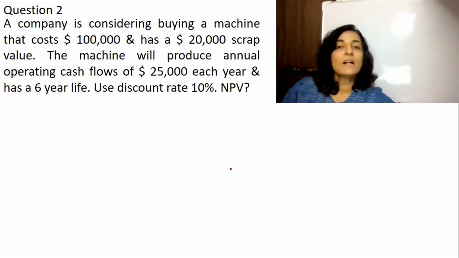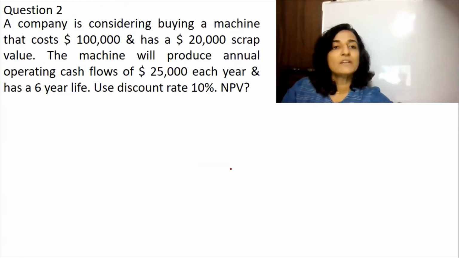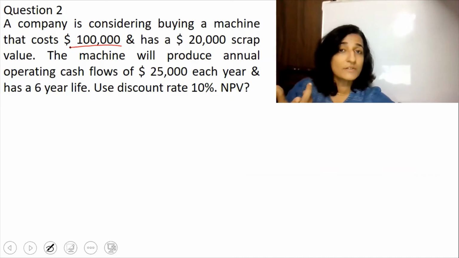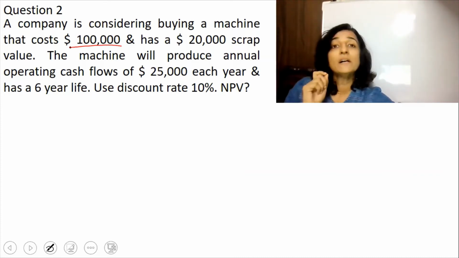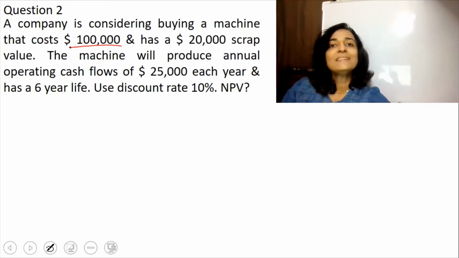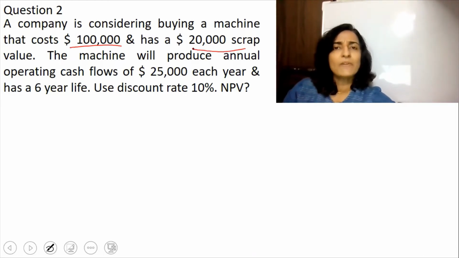Question number 2, a company is considering buying a machine that costs 100,000. So the cost of the machine is 100,000, and that will be your cash outflow in year 0. And it has a 20,000 scrap value. What do you mean by scrap value? Scrap value is the amount that you get when you sell the asset after its useful life.